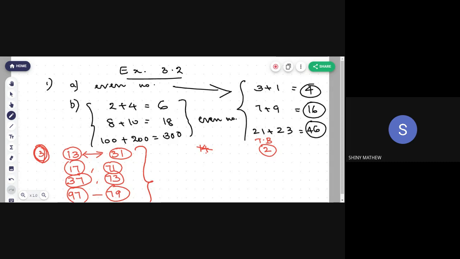Okay. Now question number 4, you listen. Question number 4. I think you can find the answers. So that you can do as a homework. In your notebook you copy the question and answer.